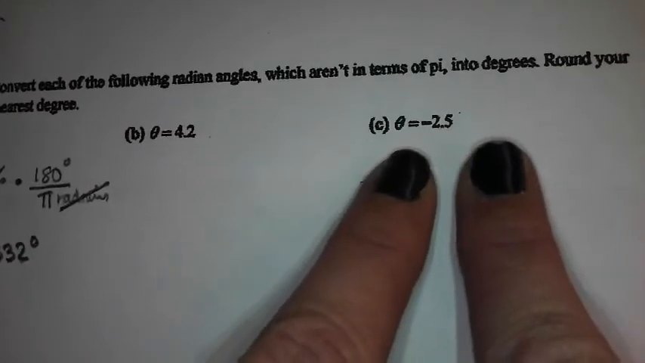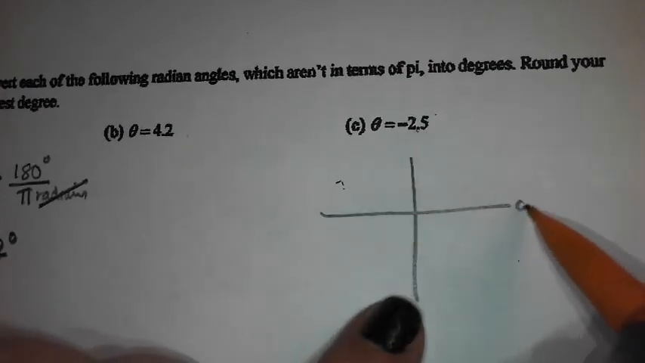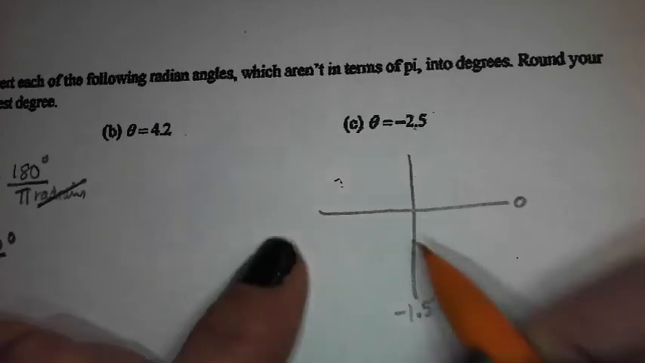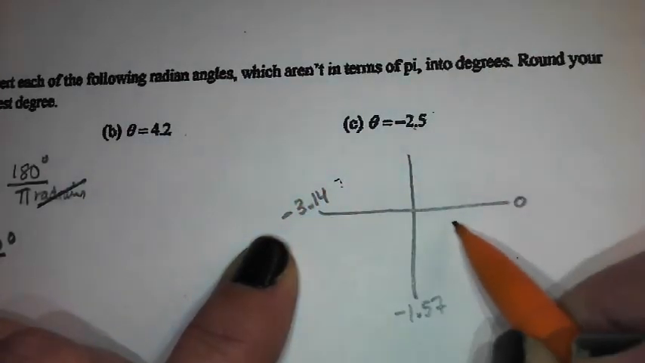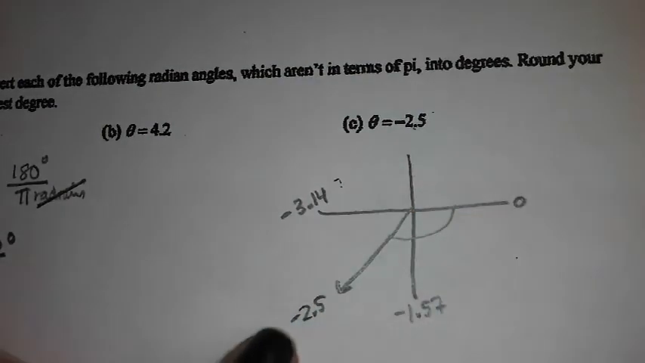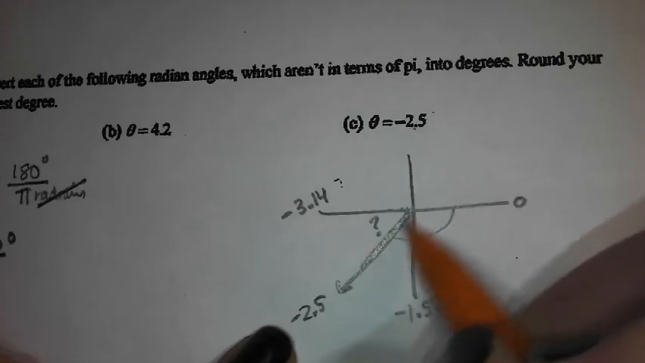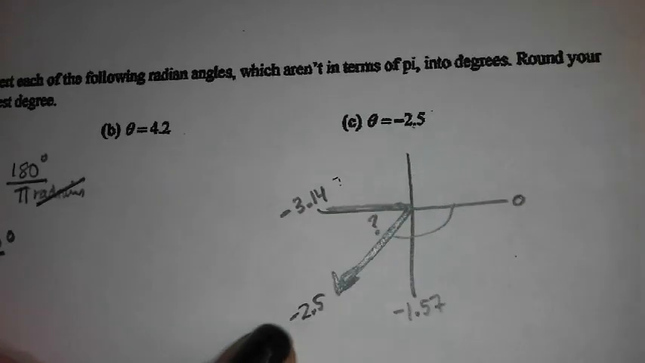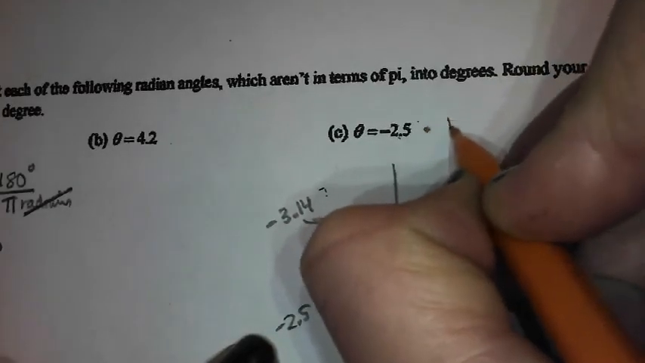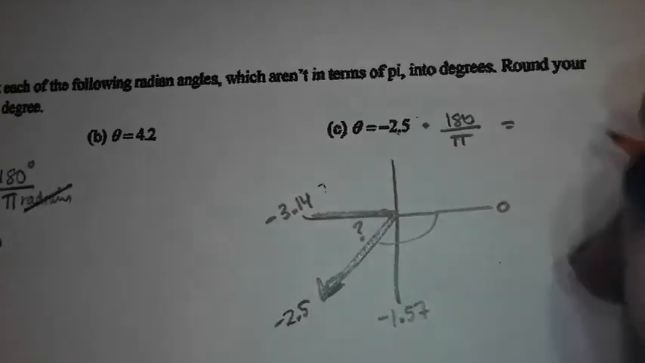Just like our degrees in the negative direction, all is the same. So if I were to open up this angle, here's 0, here's negative 1.57, here's negative 3.14, and so negative 2.5, can we all agree, is going to be in here somewhere? Yes? Reference angle is going to be the difference between terminal ray and this x-axis, right? All good stuff? Okay? If we were converting this, we would multiply it by 180 over pi. So I'll do that, negative 2.5 times 180 divided by pi, and we get negative 143 degrees.